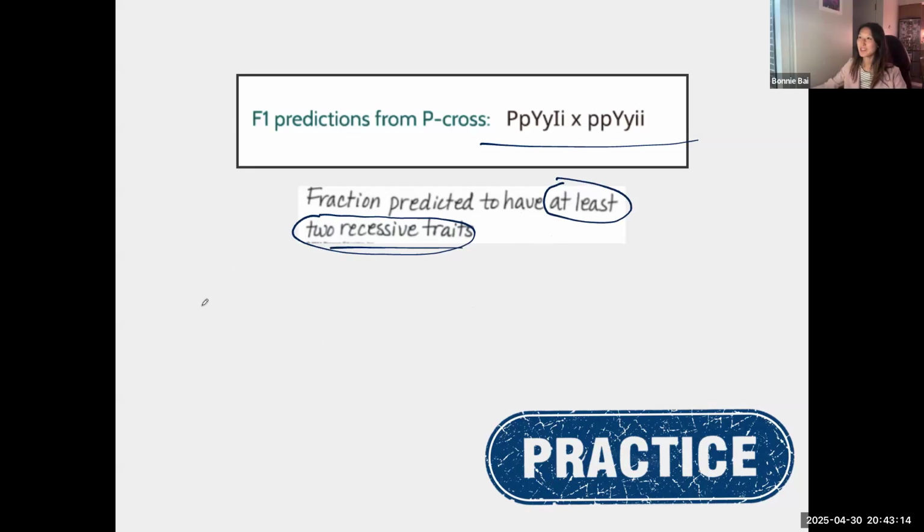Okay, let's see. So having at least 2 recessive traits, there are several potential outcomes. There are 3 traits, right? So it could be recessive, dominant, and then recessive. Or maybe you're looking at dominant, recessive, recessive, or you can look at recessive, recessive, and recessive.